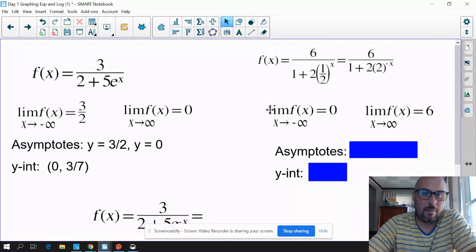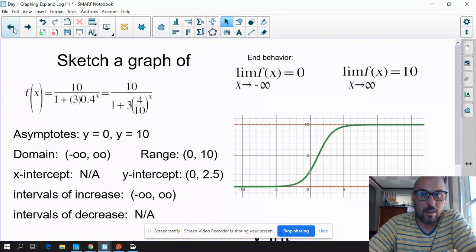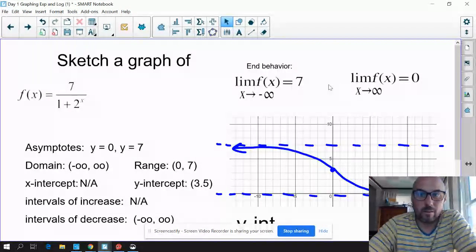And you see how the common thing with all these, one of them is 0 and the other one is some other number. It's usually the number that's attached right here. So 3 divided by 2, that's the other one. Here, one of them is 0 and the other one is 10. It's 10 divided by 1. Here, one of them is 0, the other one was 7, because 7 divided by 1.